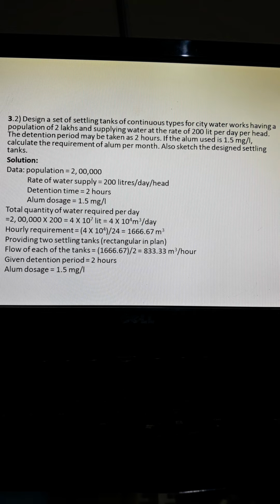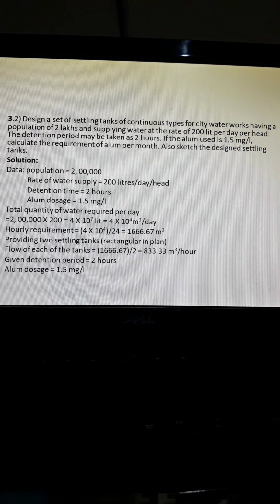Because the detention time is normally expressed in hours, we have to calculate the flow per hour. Hourly treatment of the water will be 40,000 cubic meters divided by 24 hours. If you simplify that, we get 1666.67 cubic meters, the hourly quantity of water to be treated.